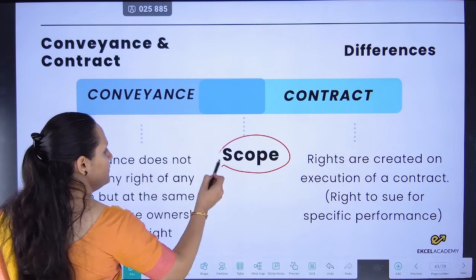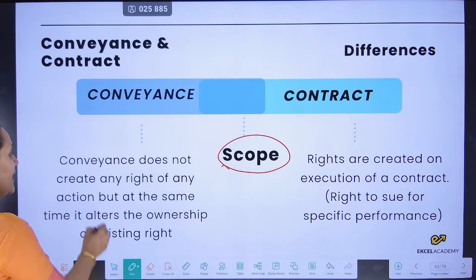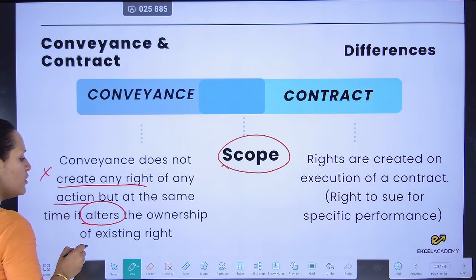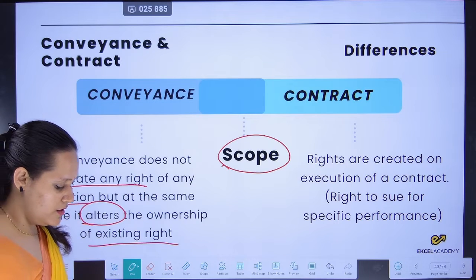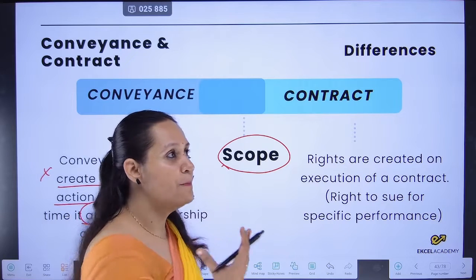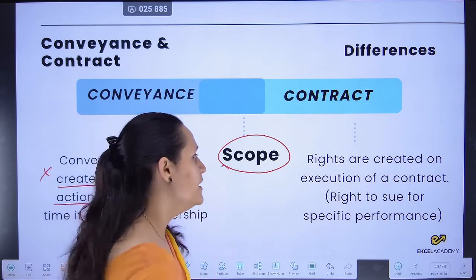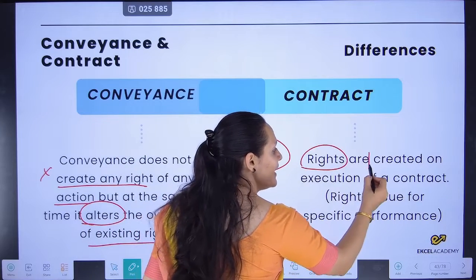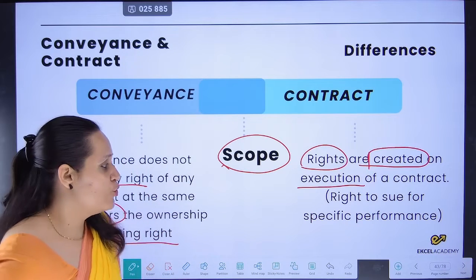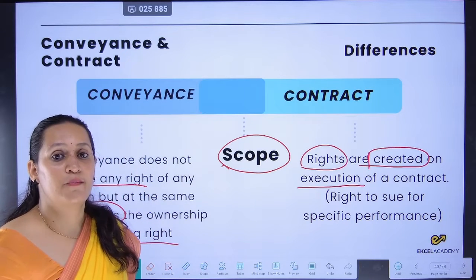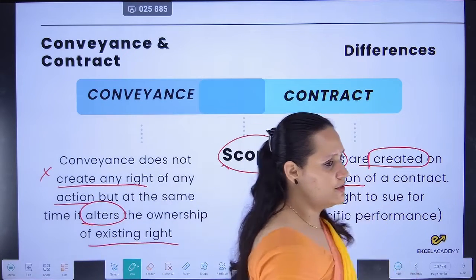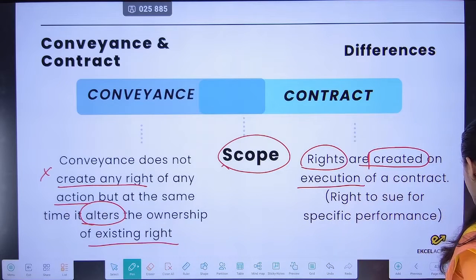Coming to the scope. What is the scope of conveyancing? It does not create a right of action, but at the same time it alters the ownership of the existing right. With respect to any kind of movable or immovable property, there is a change in the right of the people who are going to use that particular property, whereas in a contract the rights are created on execution of the contract, that is, the right to sue for specific performance. You have a right to sue the parties if they are not fulfilling their obligations as mentioned in the contract. So you have a right that is created under the contract.